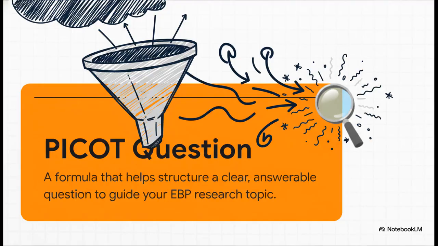So what is this PICOT thing? Well, you can think of it like a formula. Or maybe a better way to put it is, it's like a focusing lens for your research. It takes a big, broad problem and helps you narrow it down into something really specific, something you can actually find answers to. It basically forces you to define exactly who you're talking about, what you're trying to do, and what you hope to see happen.